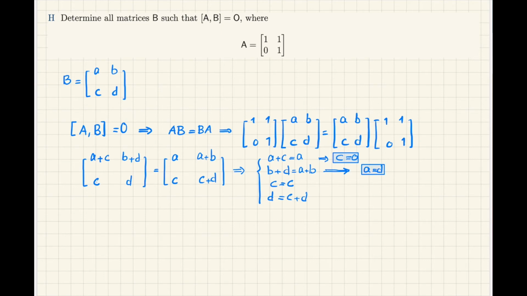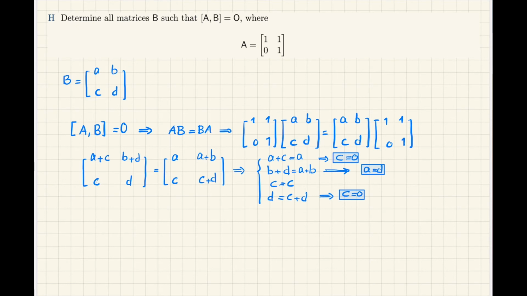Okay, so the third one doesn't give me any information. C is always equal to C. But from the last one, by eliminating D, I will get C is equal to 0 again. So it means that I have two constraints only. One on C: C has to be equal to 0. And another constraint is that A should be equal to D. I don't have any constraints on B.